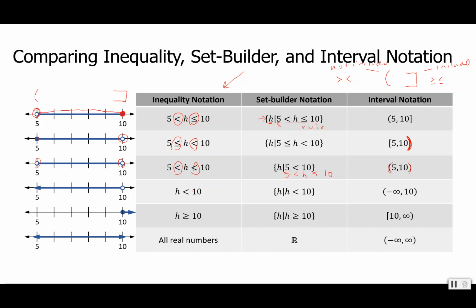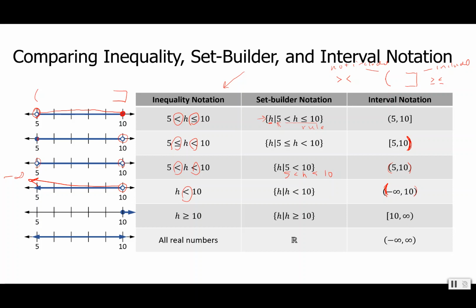The next one simply says that h is less than 10, which means we're starting at 10 and then we're going to the left. Notice in this case, the left points toward negative infinity. You can never ever reach infinity, so infinity symbols are always going to have a parenthesis. We also are not including the endpoint at 10, so we have that parenthesis there.